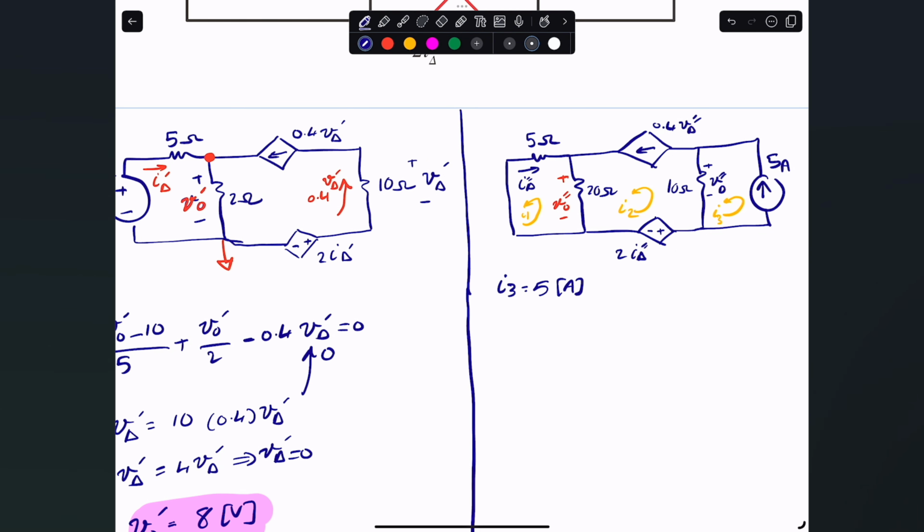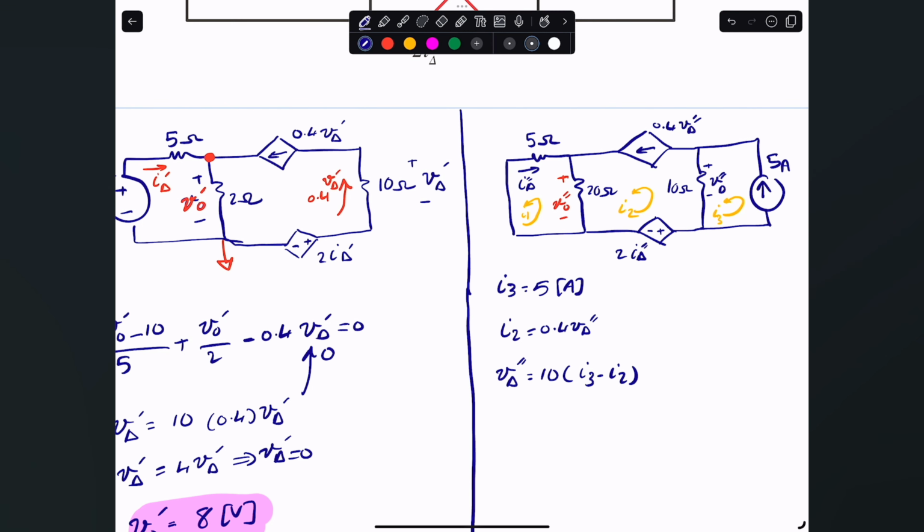All right, what about I2? Well, I2 is simply 0.4 V delta prime, because it's also based on this dependent current source. So we're going to have to figure out what V delta prime is. Where is V delta prime? Well, V delta prime is here. It's the effective I3 and I2, so I'm going to write it as such. So we have V delta prime is simply 10 times I3 minus I2. Why is it I3 minus I2? Because I3 is going to the positive and I2 is going to the negative.